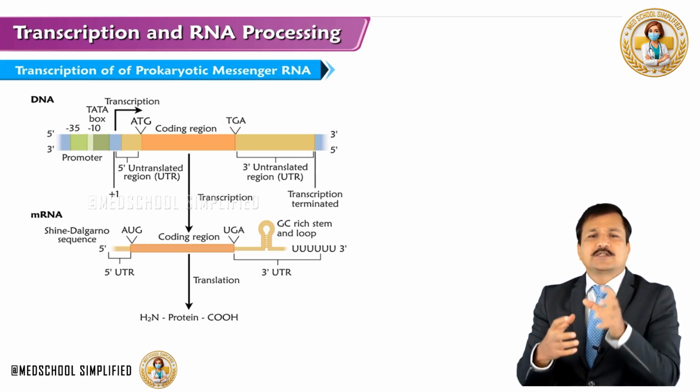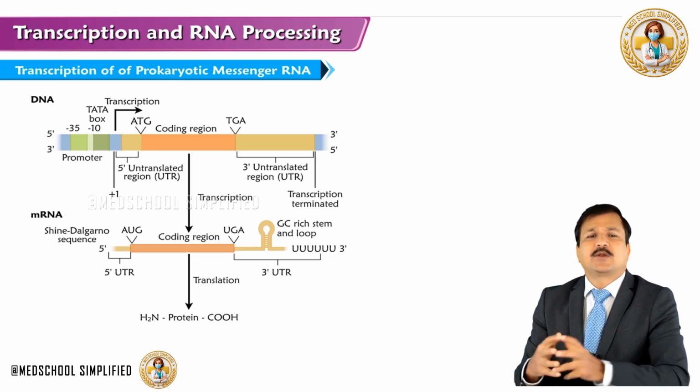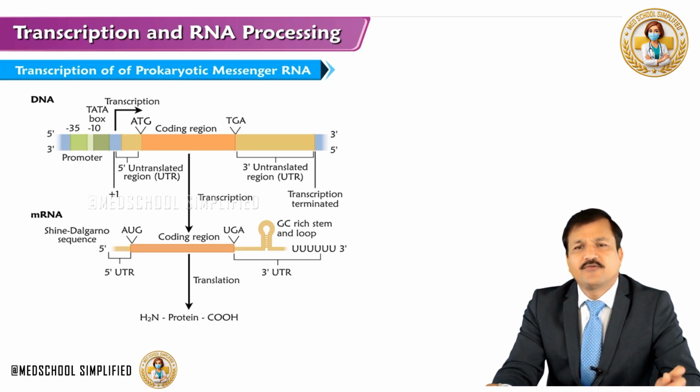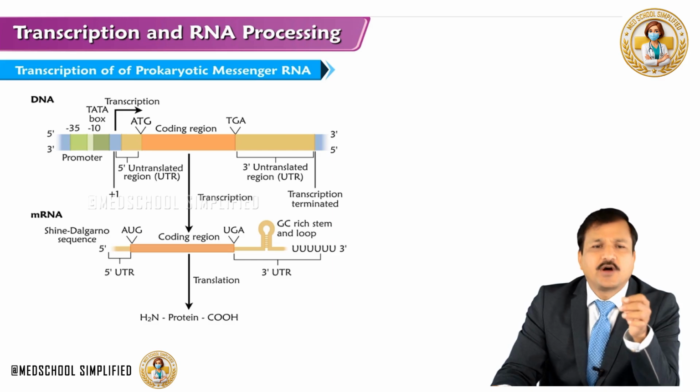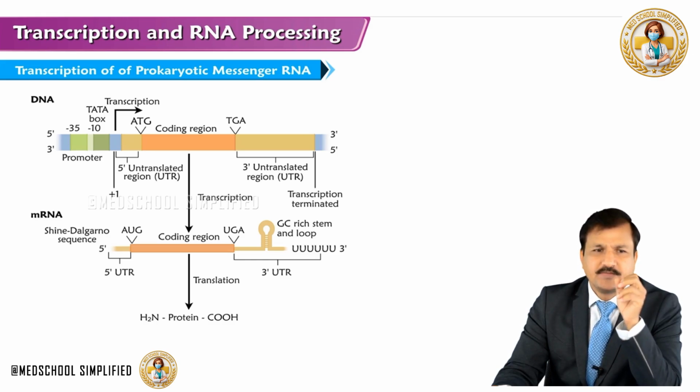So there are two kinds of transcription terminators commonly found in prokaryotic genes. One is the rho-independent termination, which occurs when the newly formed RNA folds back on itself to form a GC-rich hairpin loop closely followed by 6 to 8 uracil residues.